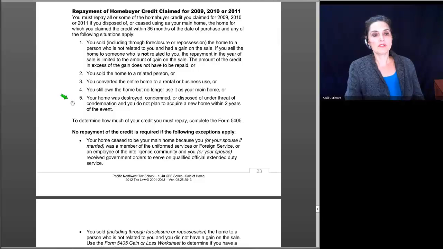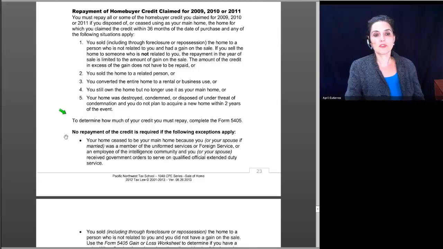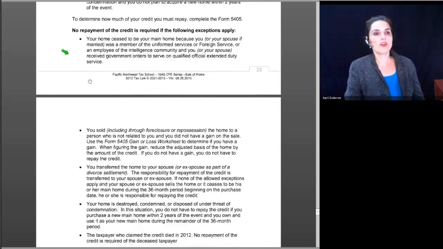And finally, your home was destroyed, condemned, or disposed of under threat of condemnation, and you did not plan to acquire a new home within 2 years of that event. That would be a reason why you have another recapture. To determine how much of your credit you must repay, complete Form 5405. Now, no repayment of the credit is required if any of the following exceptions apply.